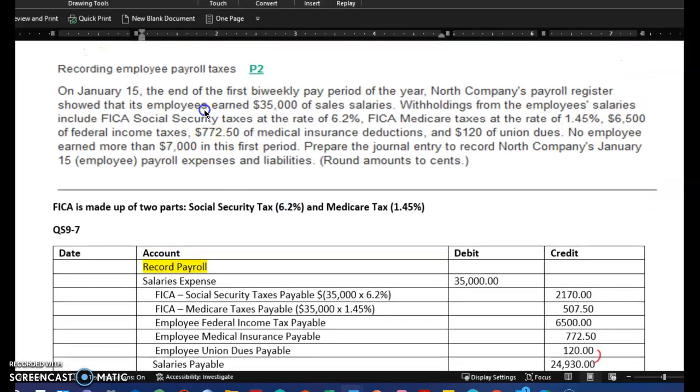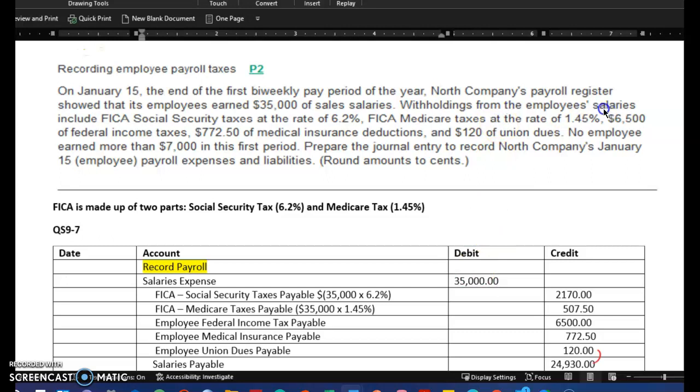Okay. So let's read this problem. Employees earn $35,000 in sales salaries. That is salaries expense debit $35,000. Nothing new there. We've been debiting salaries expense the entire course already, basically.